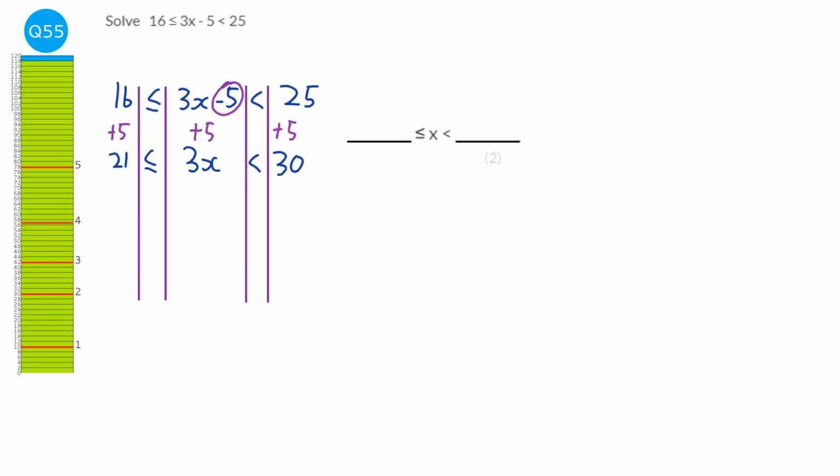Now we need to get rid of that 3, so we're going to divide by 3, and again we need to do it all three sides. So divide by 3 and divide by 3. So we've got x is greater than or equal to 7, and then we've got 10 is greater than x on the right hand side.